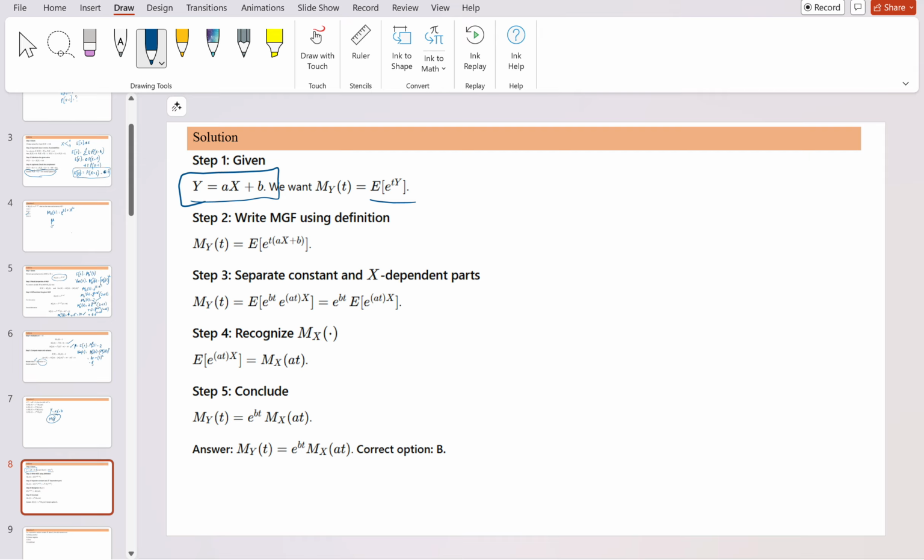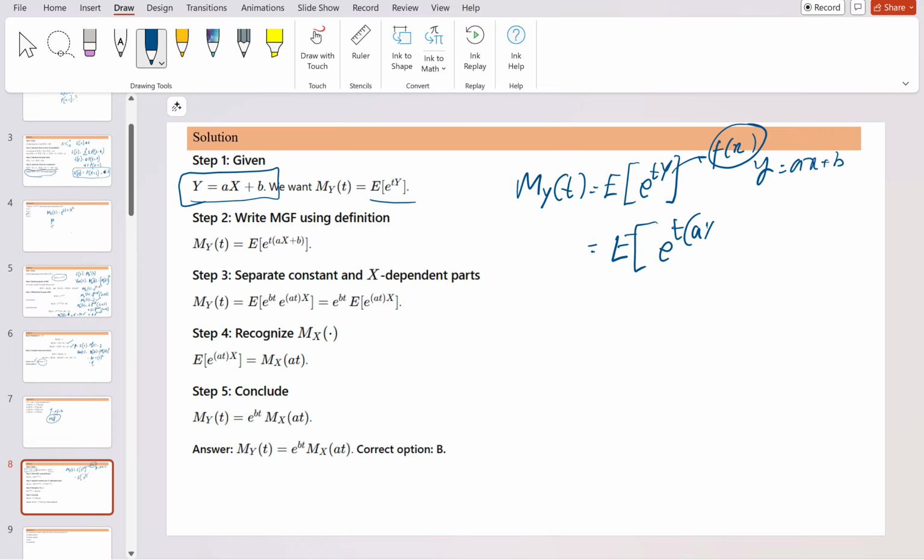Okay, so moment M_Y(t) is basically defined as expectation of e to the power tY, or you can say of any equation which is given. Here Y is equal to ax plus b equation is given, just you have to put it there. Now what you have to do, write it as the expectation of e to the power t times (ax plus b).